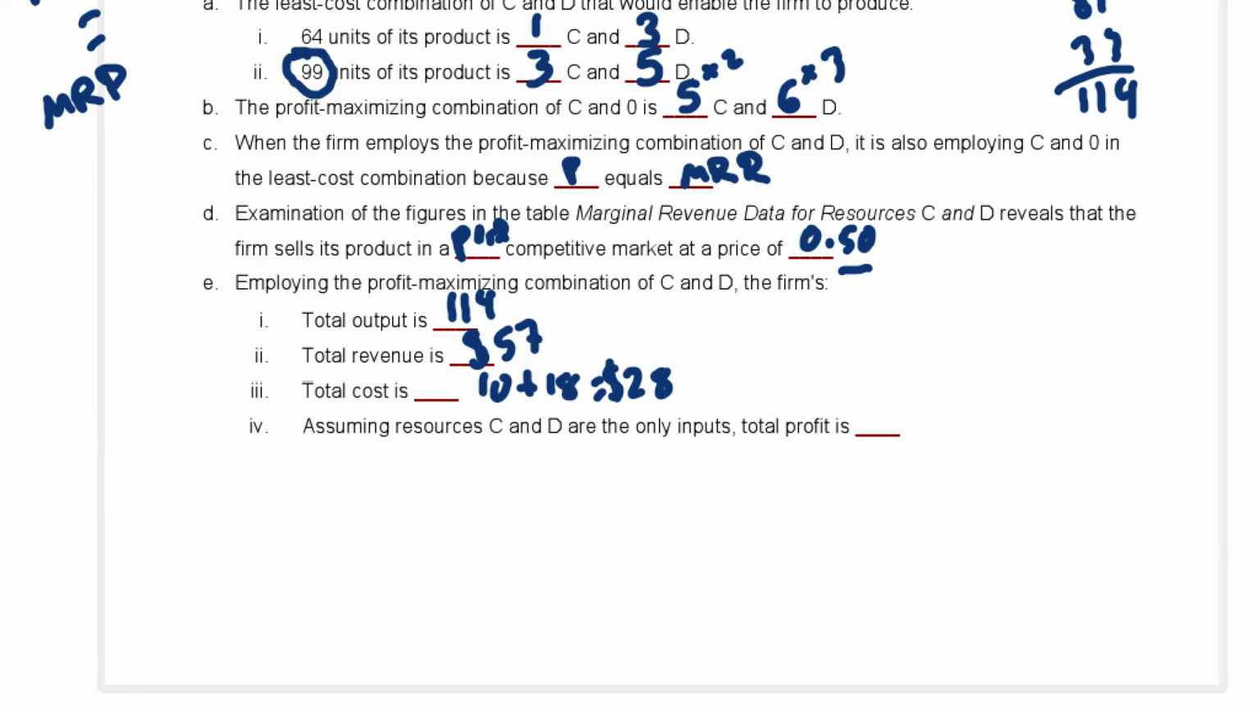Because if resource C and resource D are the only things we're buying, 5 of them cost $2 each. That's $10, $6, so 18. So 28. And then our total profit, because our revenue, 57, is greater than our costs. 57 minus 28 is 29? $29? There you go. All that information just from that. So this is sort of bonus stuff at the end. Once you've got these numbers, you can do a lot with them and have a good time.